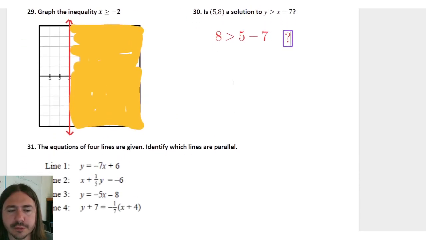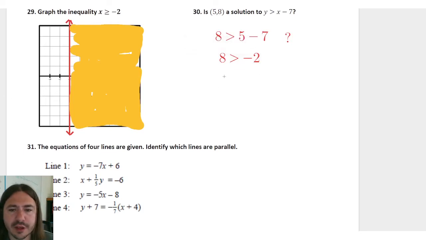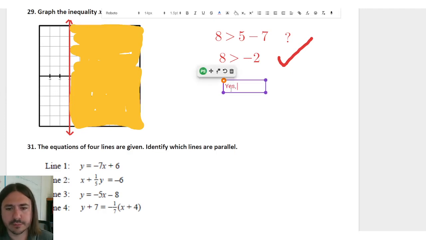Okay, so 5 minus 7 is going to be -2. And 8 is bigger than -2. So we can say yes, in fact, that (5, 8) is a solution. Basically what that means is that that point is going to either be on the line or in the shaded region.